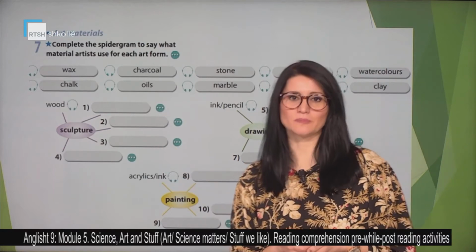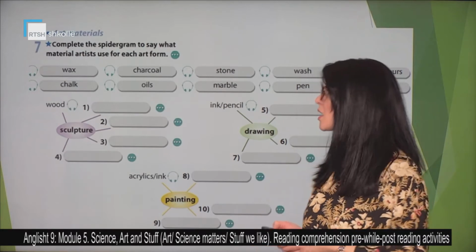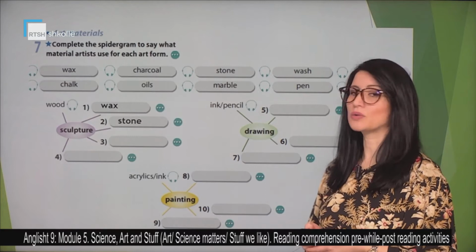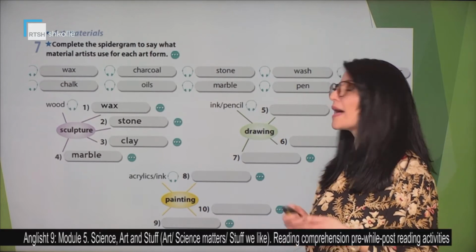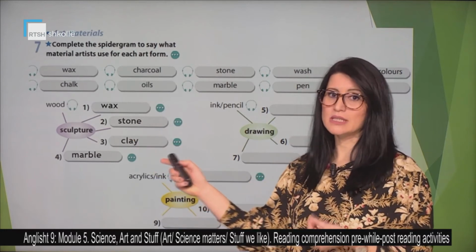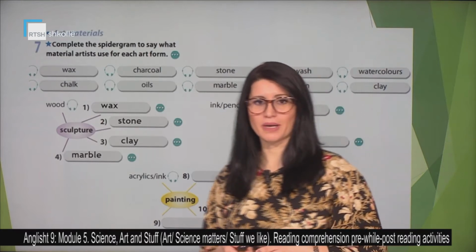So, sculpture. What do the artists use to make sculpture? They use wood, wax, stone, clay and marble. What is the word wax? In Albanian it is dul, while the word clay it is balt in Albanian.